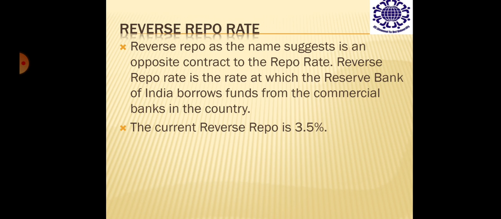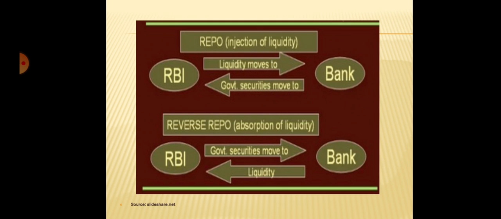The current reverse repo rate is 3.5%. The reverse repo rate is the opposite of the repo rate. RBI sells government bonds to banks with a promise to buy back the bonds from the bank in future. When banks have excess funds with them, reverse repo allows banks to deposit these funds with RBI and earn interest on them at the same time.